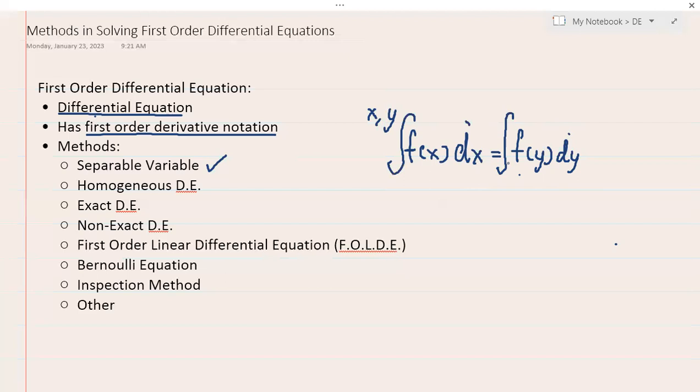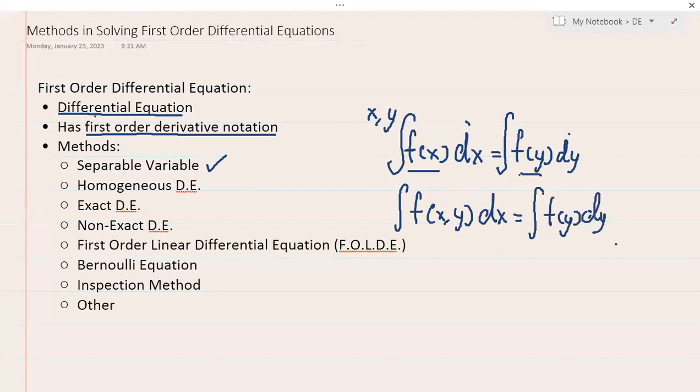Okay? Pero what if dito sa function na 'to, or isa sa kanila, meron siyang isang variable doon na hindi magkatugma. Okay? So kunwari, on the left side, meron tayong f of x and y in terms of dx. Okay, tapos on the right side, f of y lang siya. Kapag ganito yung case, we are not going to use separable variable. Kasi dapat, on both sides, kung anong kapartner ni x, siya si dx. At kung anong kapartner ni y, siya si dy.